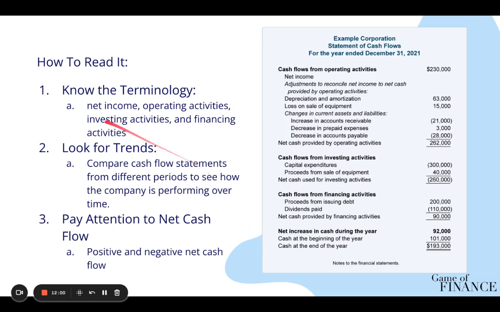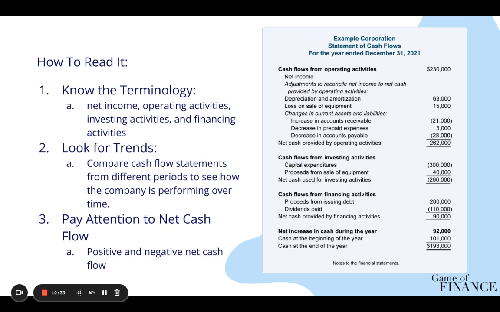So now how to read it. Again, know the terminology. There's more words, more terms that you need to know for the cash flow statement. You need to know net income, which we have gone over during the income statement. You need to know operating activities, investing activities, and financing activities. Look for trends. Again, compare cash flow statements from different periods to see how the company is performing over time. Look for trends in these three separate categories to understand how well the company is doing in terms of how much cash they are bringing in each year.